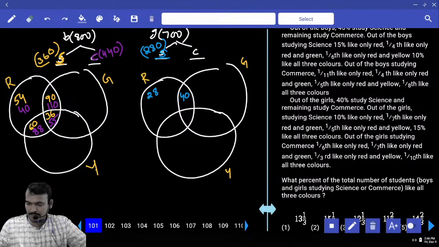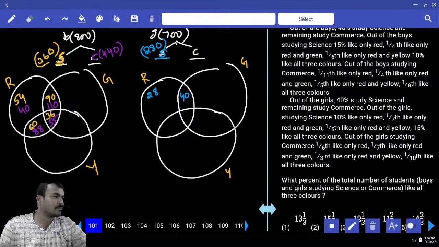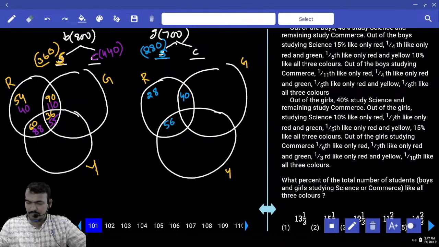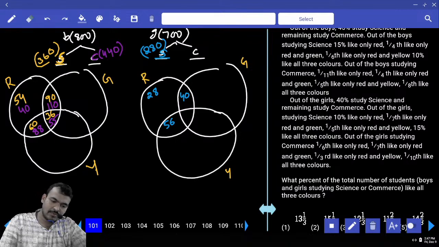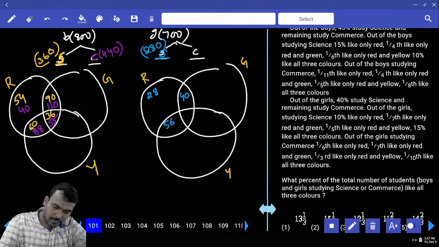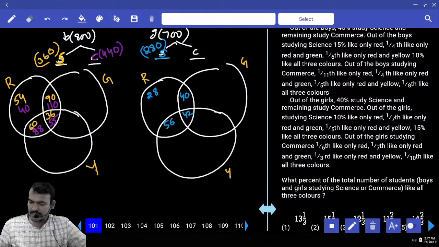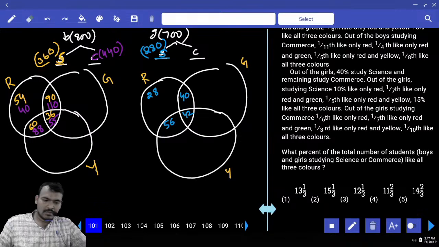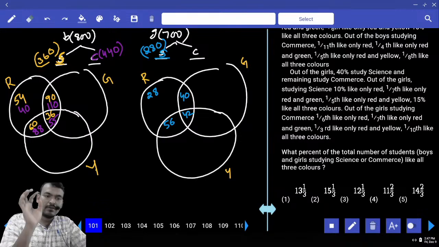Next, 1/5 like red and yellow. 1/5 means 20% or not? 20% means 56. Next, 15% like all the three colors. 15% means 42 or not? 42. Next, out of the girls studying commerce, 700 minus 280, 420.